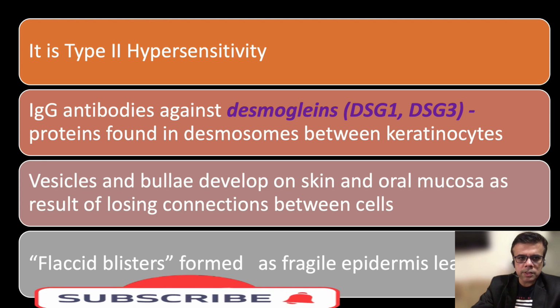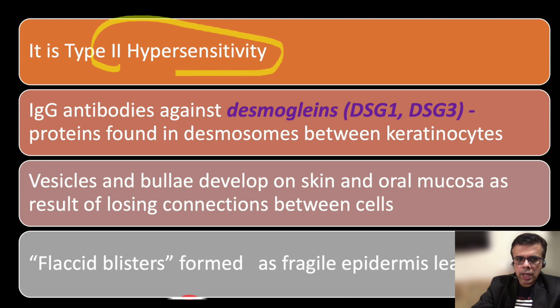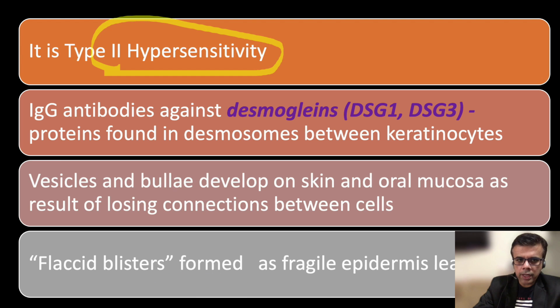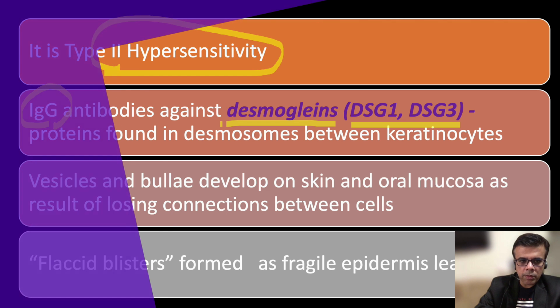It's a type 2 hypersensitivity. So it is a localized antibody-antigen reaction, and the antibodies are IgG antibodies. Mind it, IgG antibody directed against desmogleins. Desmoglein is a protein found in the desmosomes, and desmosomes are a connecting link between different keratinocytes or squamous epithelial cells of the skin as well as the mucous membrane. DSG1 and DSG3 types of desmogleins are being targeted by the IgG autoantibodies.